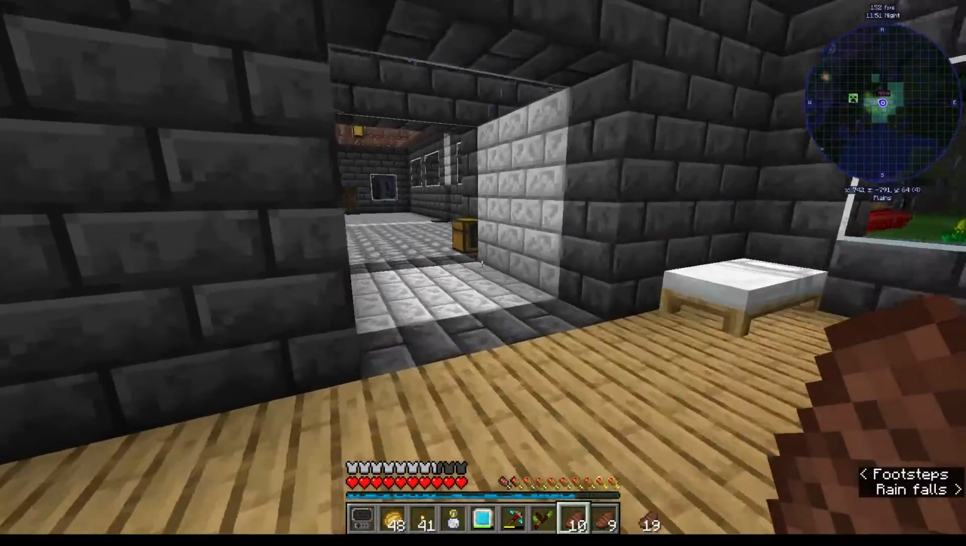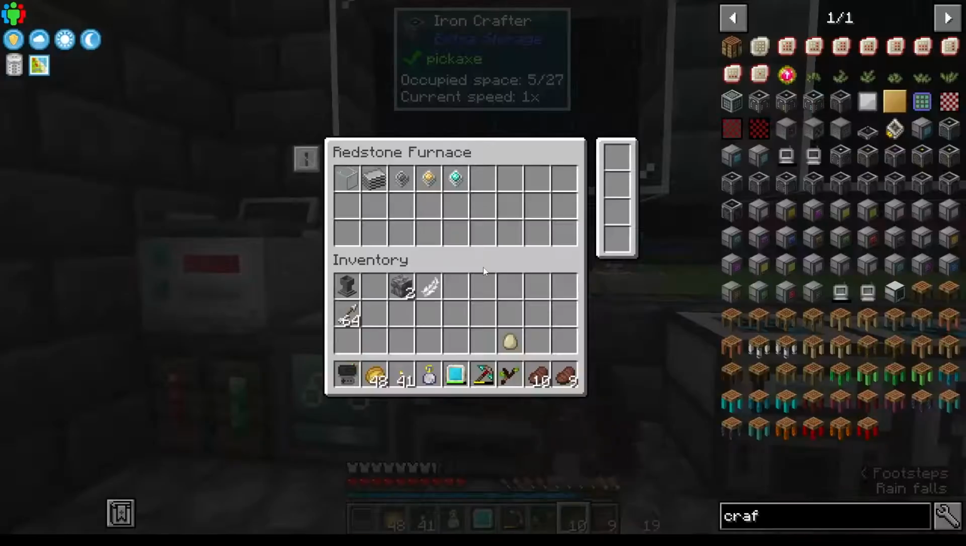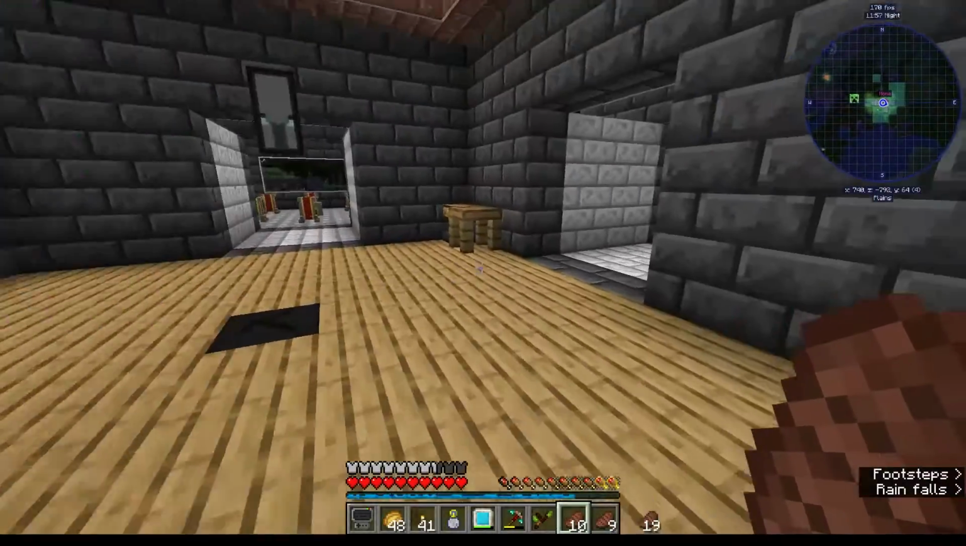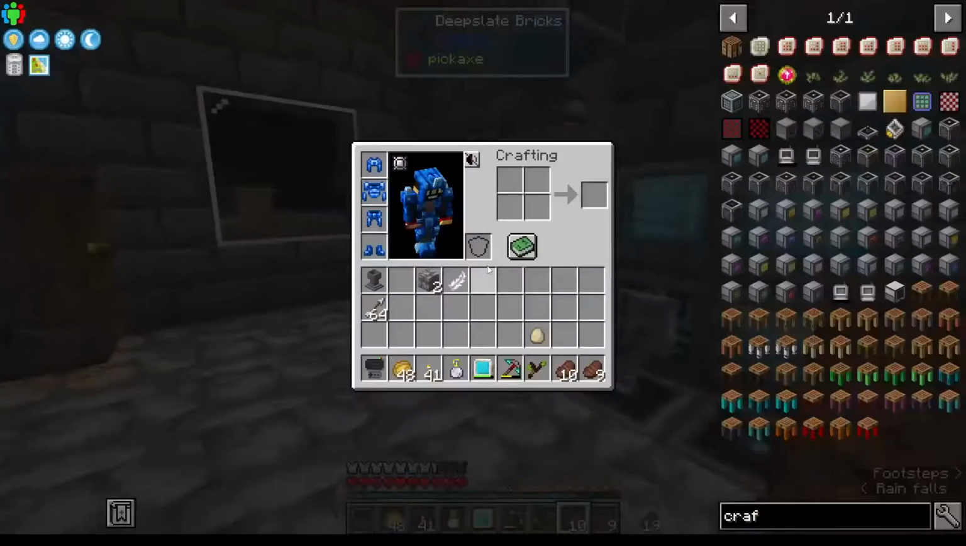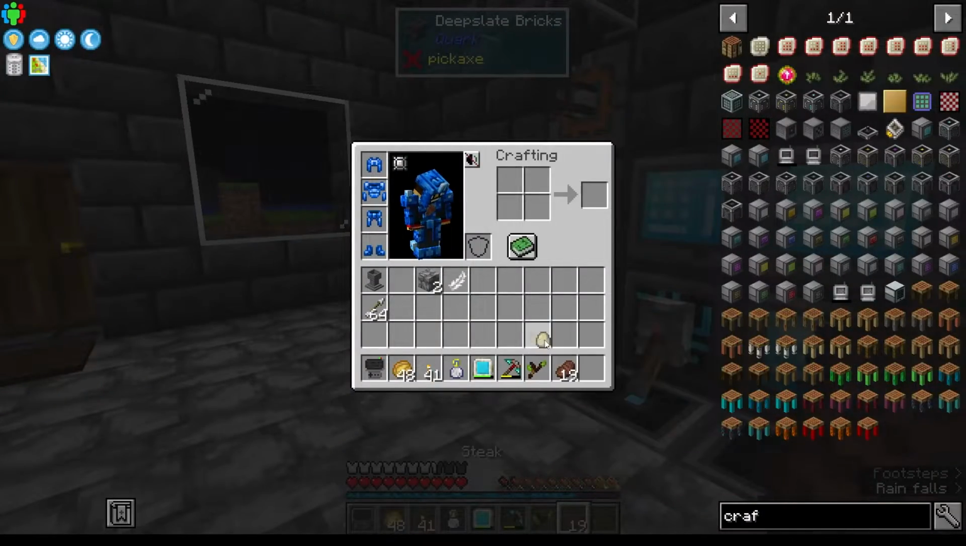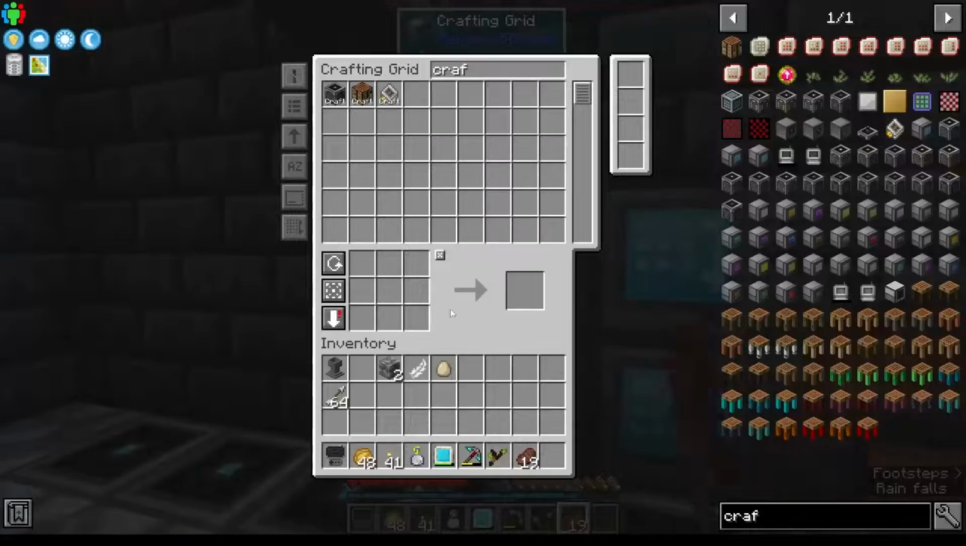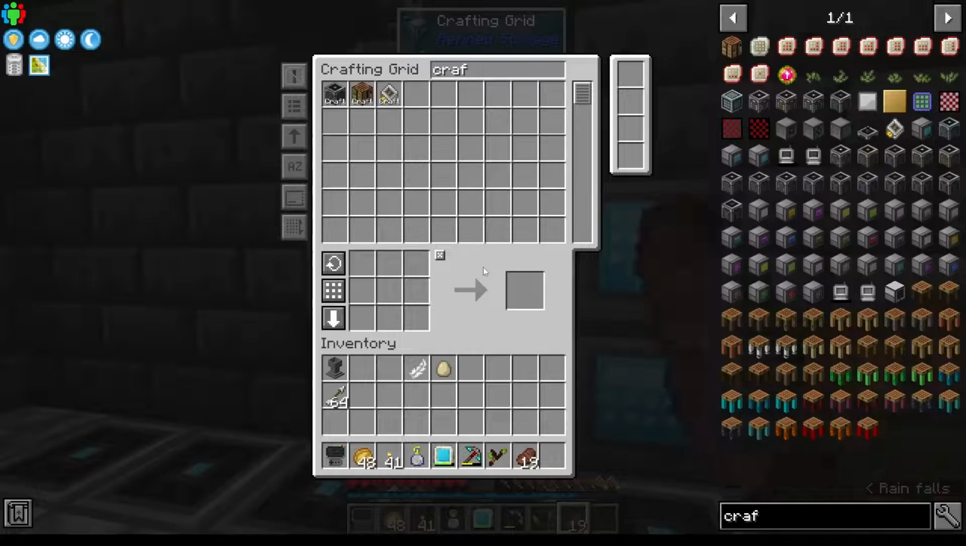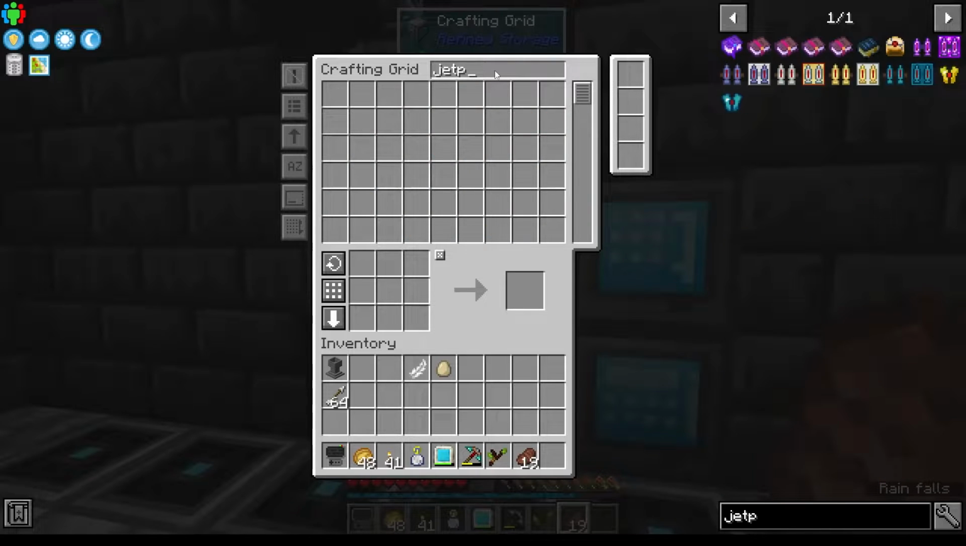Every time there is an additional pattern, it will use more energy. And these use more energy by default anyway. So, yeah. Okay, so that's good for that. Let's chuck these in the system. And let's start working on that jetpack.